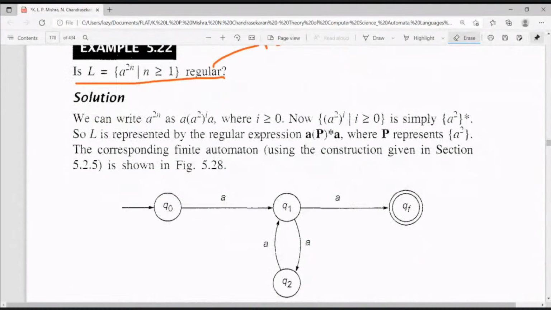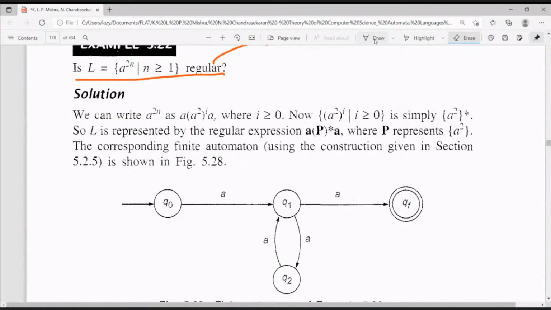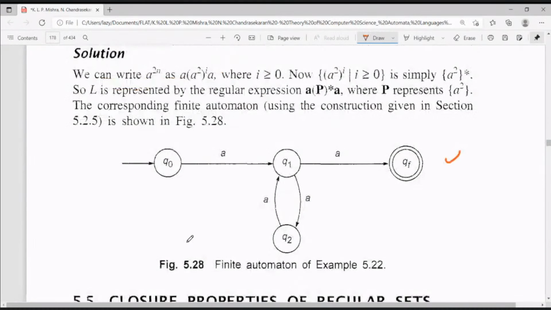Is this making sense? This diagram, is everyone clear with this one? Hello. Yes, sir. Okay.